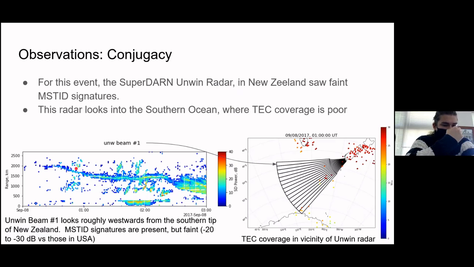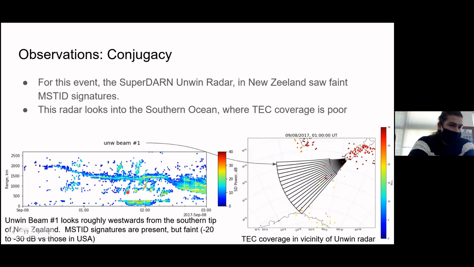Again, this radar is not perfectly conjugated with the plots I was showing, but this was basically the only one running in the Southern Hemisphere that we could get data for at a reasonably low latitude. So this is in New Zealand, looking southwestward. As you can see, beam 1 is being shown here.